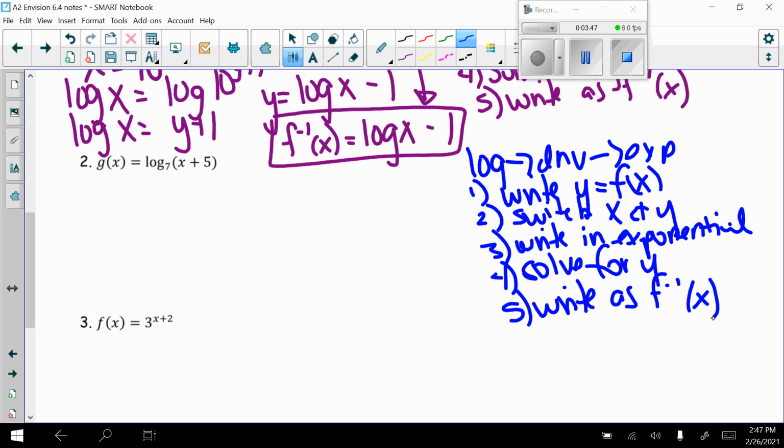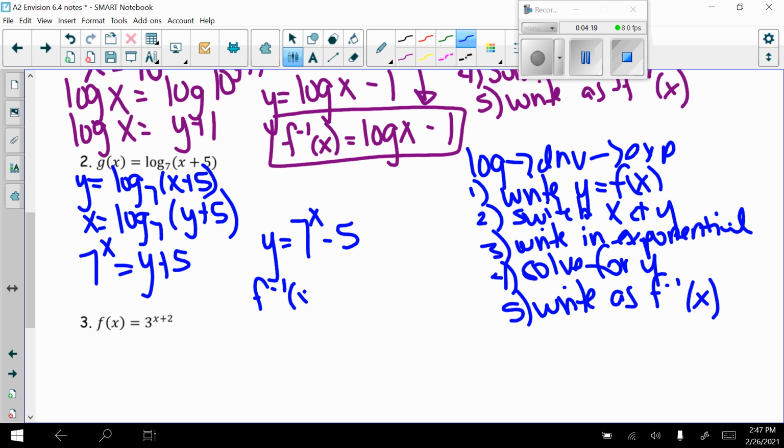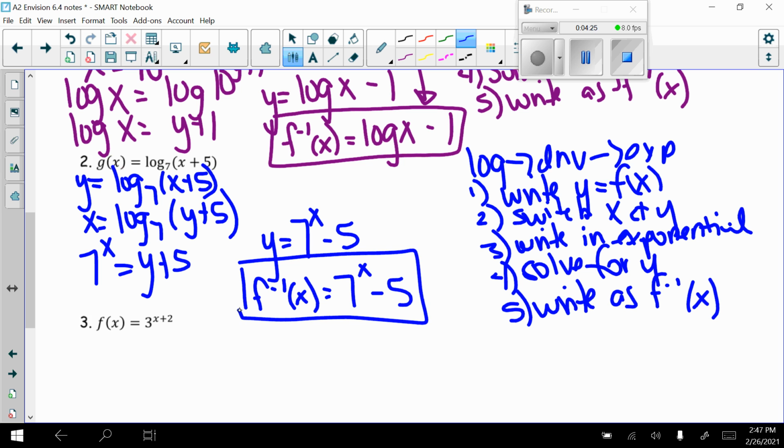Okay. All right, so number 2, g of x equals log base 7 of x plus 5. So I'm going to make this say y equals log base 7 of x plus 5. Now I'm going to change places with x and y. X equals log base 7 y plus 5. Write the exponential, so 7 to the x power equals y plus 5. Solve for y, so I get y equals 7 to the x minus 5. Change my y to f inverse. 7 to the x power, all of that minus 5, is the inverse of log base 7 x plus 5.